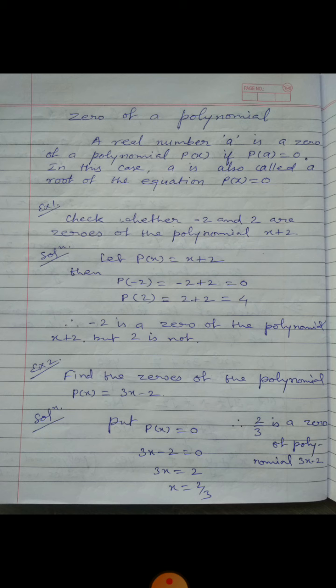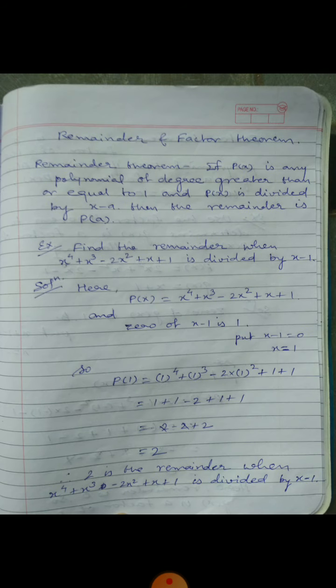On a particular value, the value of the polynomial becomes 0, then 2 by 3 is a zero of this polynomial. It is very simple. In this chapter, the zero of the polynomial is a small topic, and the next topic is the remainder and factor theorem. So first we take the remainder theorem.